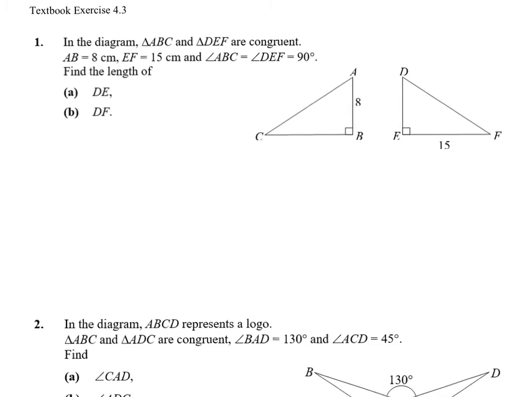Okay, question number 1. In the diagram, I have ABC and DEF to be congruent, meaning I must find the matching sides. ABC will match with DEF. They give you already. So AB is 8, DE will be 8. BC and EF is the same. EF is 15. BC will also be 15.